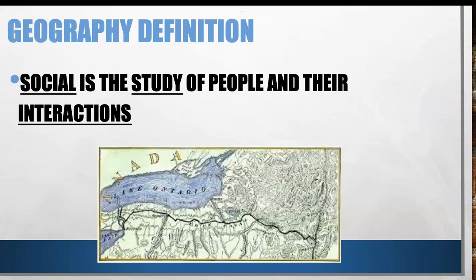All right, so first of all, we got to talk about what social means. Social is the study of people, and their interactions. So again, this isn't just, oh, I'm going to study that person over there. I'm going to study how these people impacted the lives and dynamics of other people.